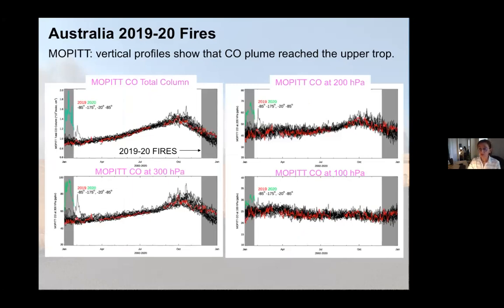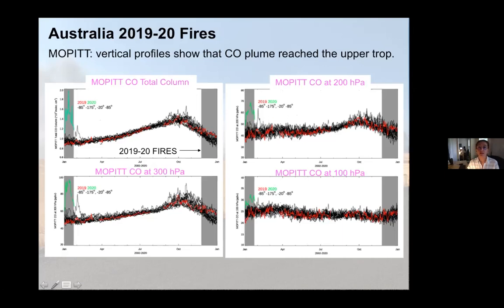With MOPITT, we can see how that CO was distributed vertically. So again, this is a similar plot to what I showed for Indonesia. You have for a year the daily means from each MOPITT year. Most of them are shown in black, and then the year of the fire, when the fire started, 2019, is shown in red, and this would be total column and different altitude levels, 300, 200, and 100 hectopascals.